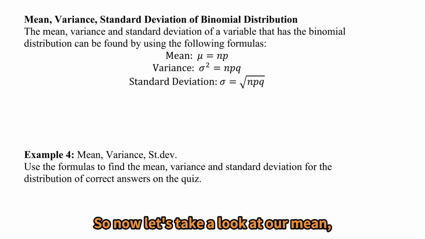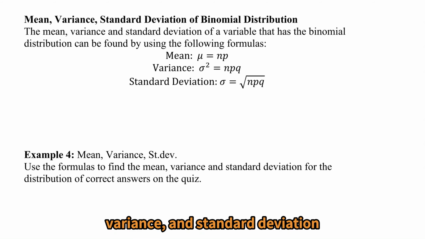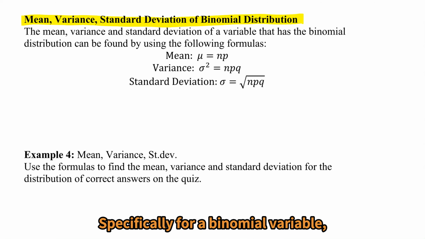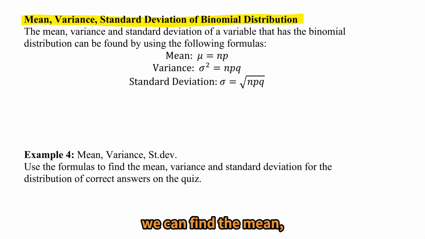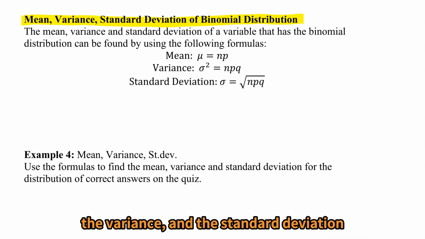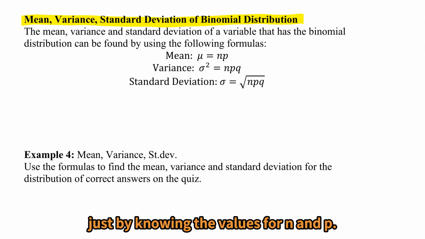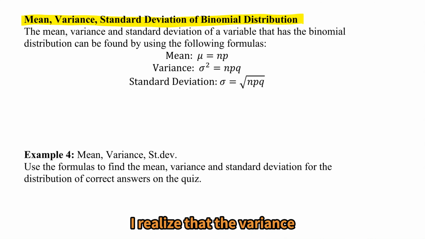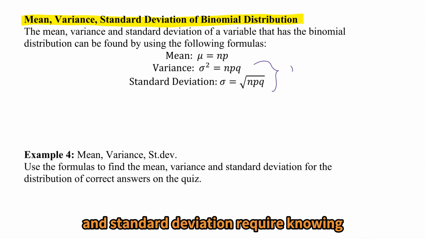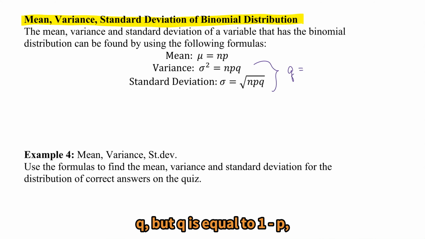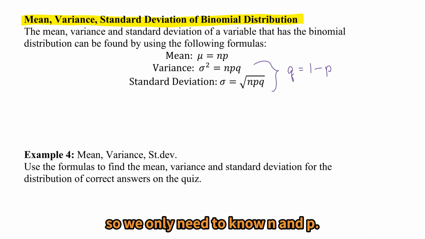So now let's take a look at our mean, variance, and standard deviation for a binomial distribution. Specifically for a binomial variable, we can find the mean, the variance, and the standard deviation just by knowing the values for n and p. I realize that the variance and standard deviation require knowing q, but q is equal to 1 minus p. So we only need to know n times p.